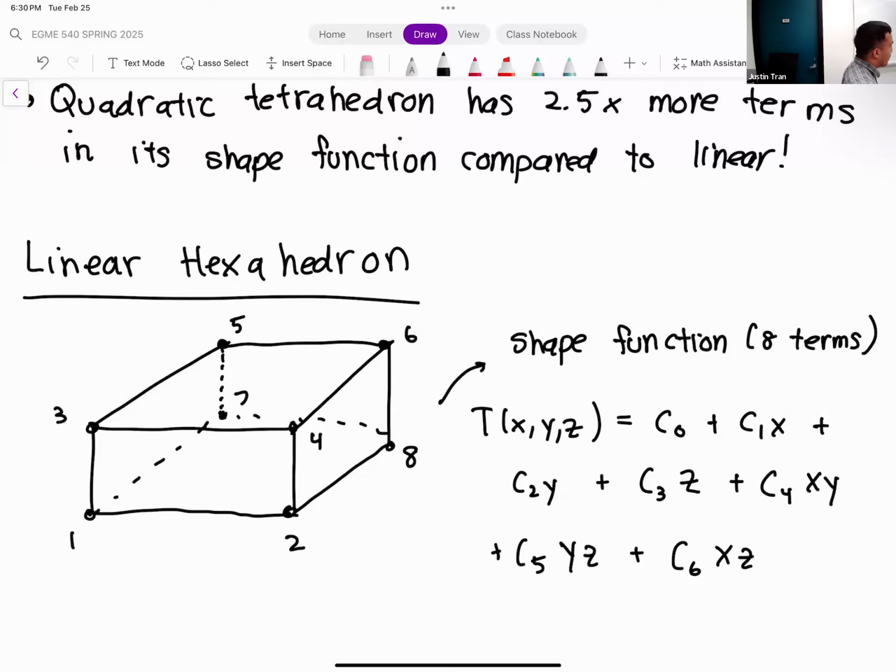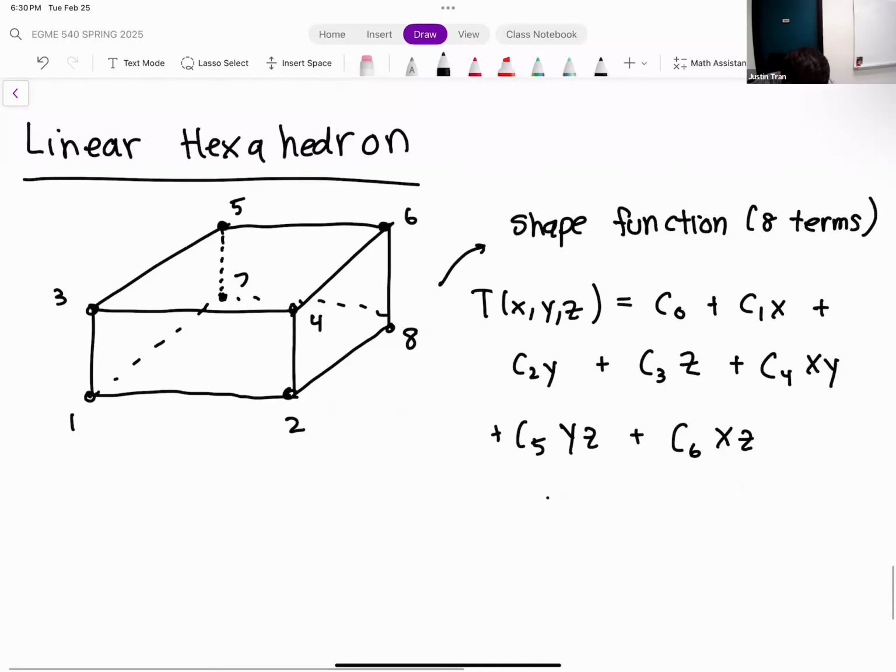But we're still 1 term short, and we need 8 terms here for a full solution. And so we need to actually go into the cubic term here, which is xyz. So technically it's pseudo linear because each of the individual variables is linear, but in actuality it's a cubic term. Plus C7 xyz.